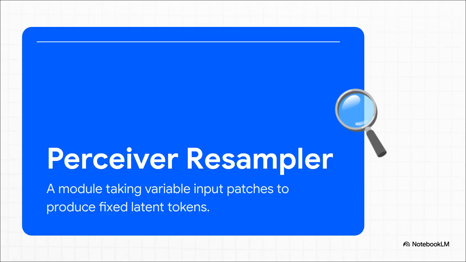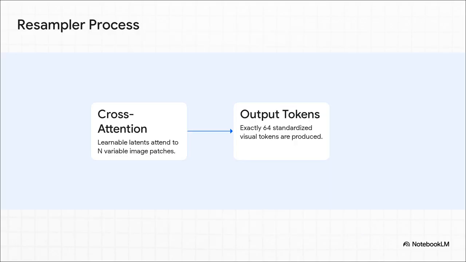So Flamingo solves this using a Perceiver Resampler to standardize all that visual data before it ever even reaches the text brain. You can really think of this resampler like a giant funnel. In Step 1, a fixed number of learnable latent queries attend to whatever variable number of patches you happen to throw at it. Whether you feed it 196 patches from a tiny image or 900 patches from a massive one, Step 2 guarantees it always perfectly outputs exactly 64 neat, standardized visual tokens.